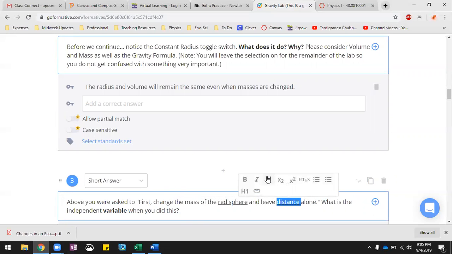Well, we were told that we're changing the mass of the red sphere, and that we have to leave the distance alone. So we know that a constant doesn't change. So distance must be our constant, and our mass must be that independent variable.